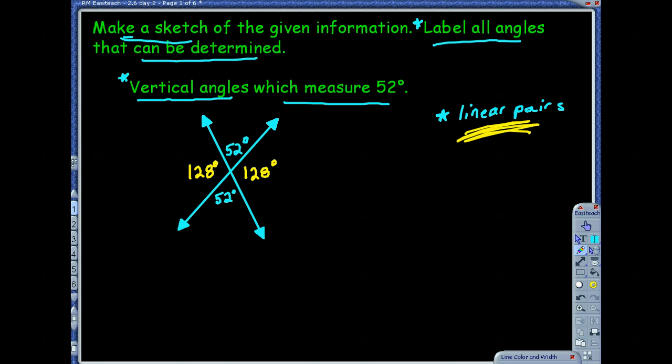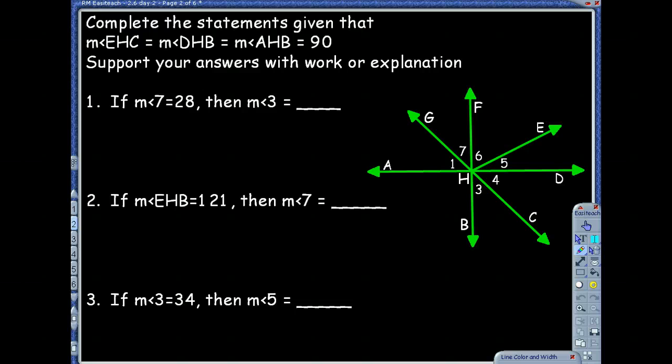So when it says label all the angles that can be determined, that means we want to find anything that's possible based on just this one little piece. And since we know one of the vertical angles, we technically know all the others. And we kind of did some of this in chapter 1. All right. This next one says complete the statements given that, and I'm going to go ahead and mark the things that we are given.